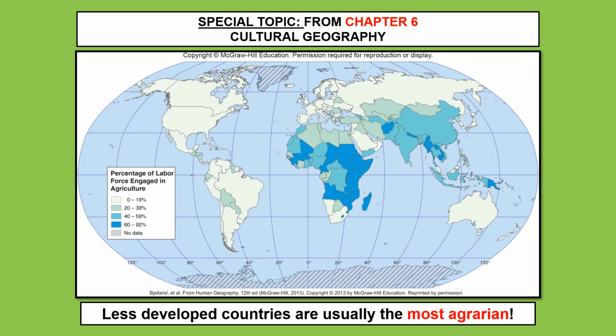Actually, this one comes up in the next chapter, 6 on cultural geography. We're looking at technological development, but it's very useful in this chapter because it kind of shows you where the less developed countries are. So this is as measured by the percentage of labor force engaged in agriculture. Well, in countries like the United States, less than 1% of the population is engaged in agriculture. But in many parts of the world, in the poorer countries, large portions of the population are engaged in agriculture, and a lot of times subsistence agriculture.